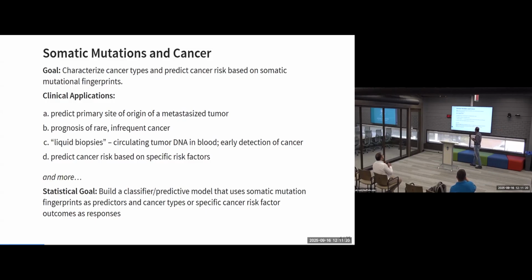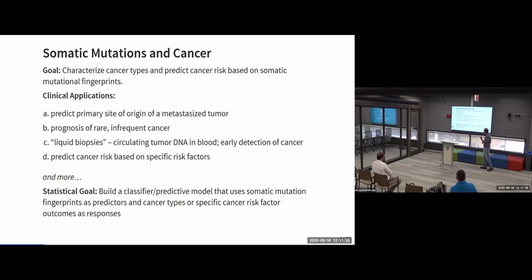Finally, the fourth example is predicting cancer risk based on specific risk factors. This is also a very active area of research. Exposure to certain environments or certain types of infections may lead to specific types of cancer.